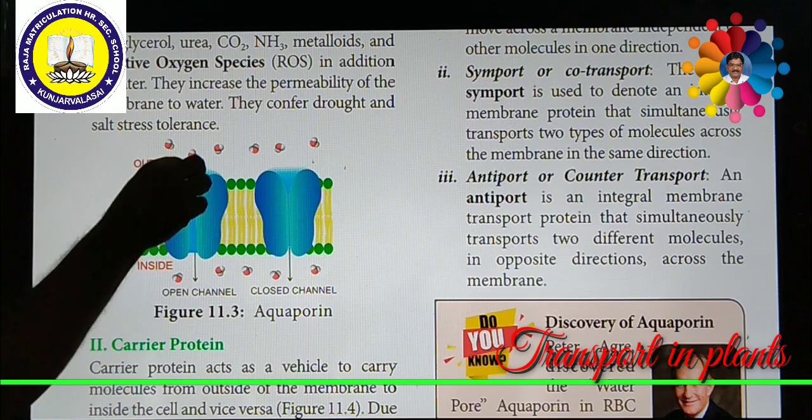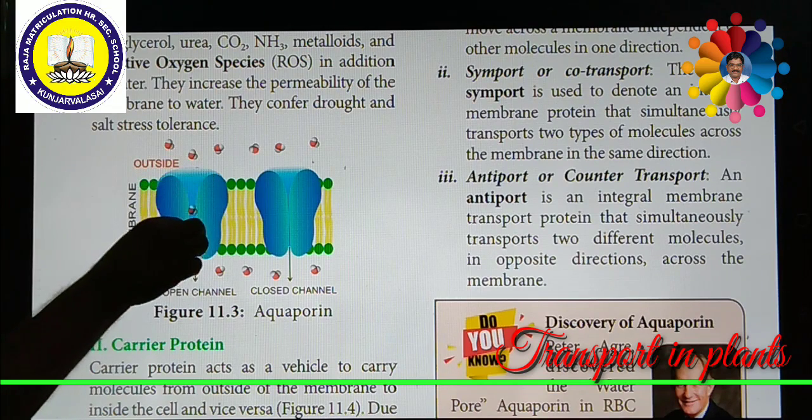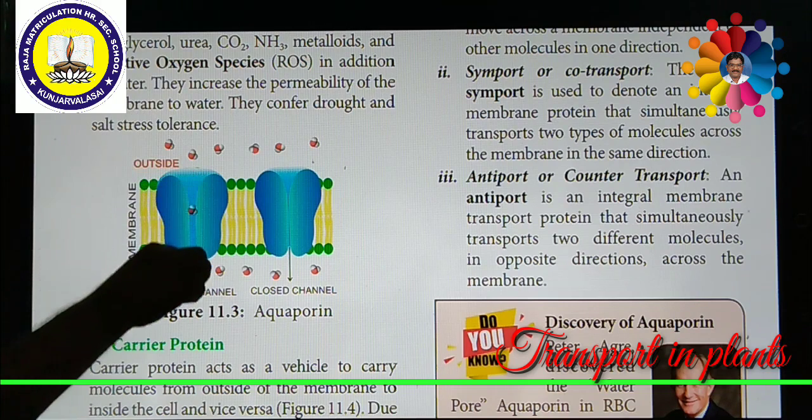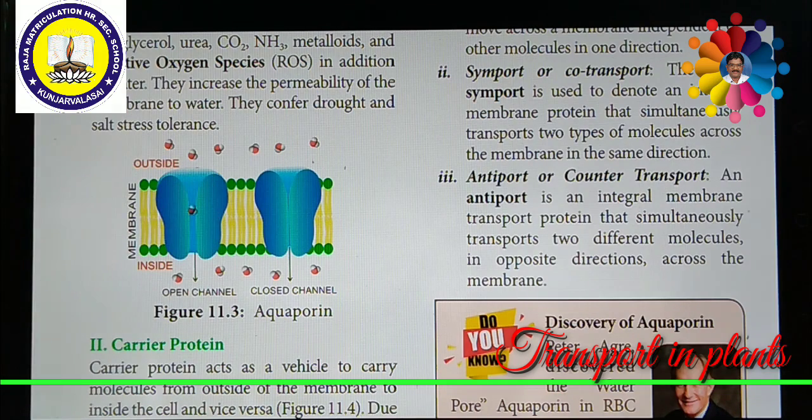So this protein provides a channel, like a pathway, which allows materials from outside to enter inside through this channel. This is called channel protein. Channel protein helps you transport material from one part to the other. It is further divided into two different types, namely porin and aquaporin.